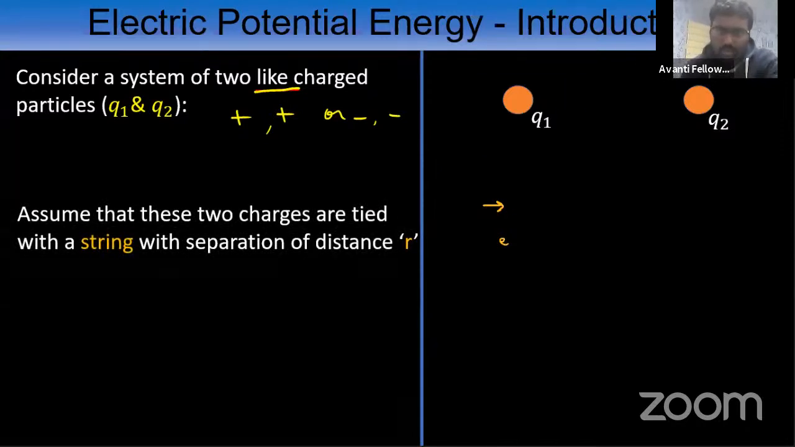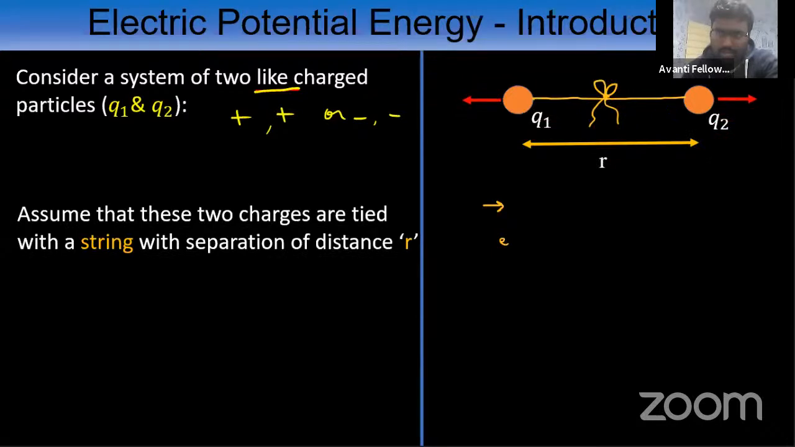Now I don't want these two bodies to escape, so I'll tie a string to these bodies. These two charged bodies would always like to repel each other and try to move away from each other. So I just tied a knot to these two so that they don't go farther. I kept them at a separation distance of r.